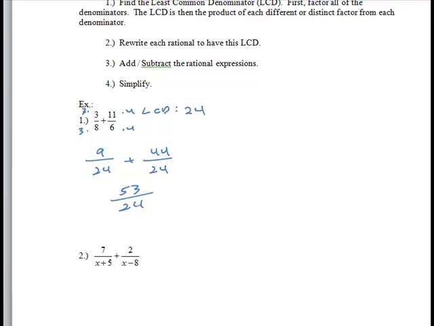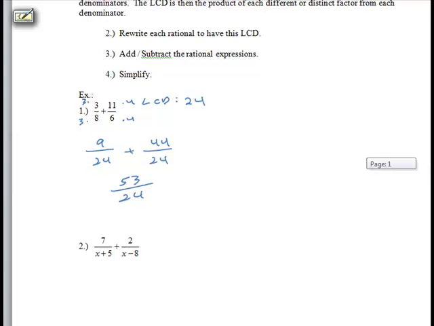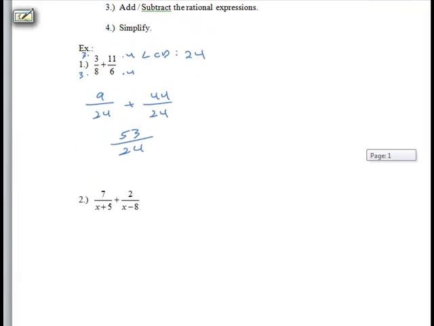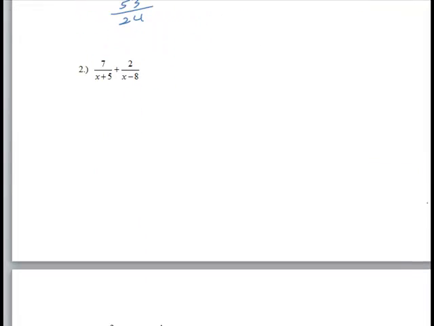Adding or subtracting rationals is a little bit more involved in order to come up with the least common denominator. In order to find the least common denominator, we need to begin by factoring all the denominators. And the LCD then will be all the different or distinct factors from each denominator. So example 2, adding two rationals. Denominators are obviously different, but in this case they're already both factored. The first denominator simply has one factor, x plus 5, so does the second denominator, which is a different factor.